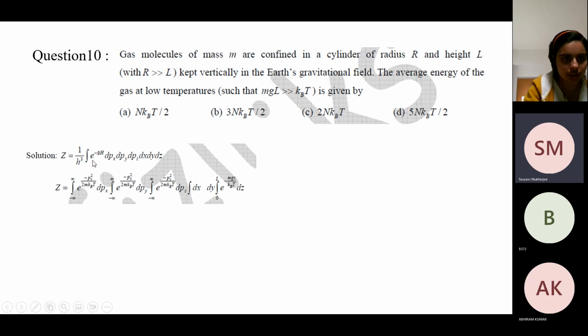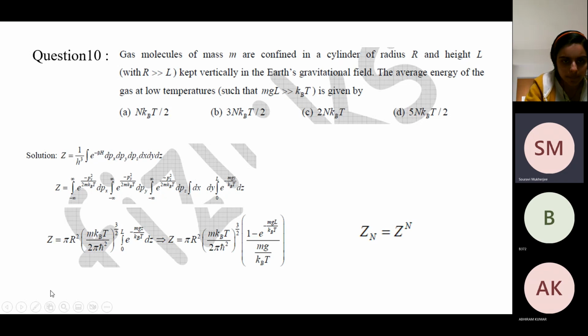So this is your expression for the partition function. As you said, for a free particle, this is your momentum dependence, px square, py square, and pz square by 2m. Then we have dx dy, and in dz we have to include this potential which depends on z because of the gravitational field. That gives you the expression for the partition function. Now you can find the expression for Z for one particle, and then for n particles it would be Z to the power n.